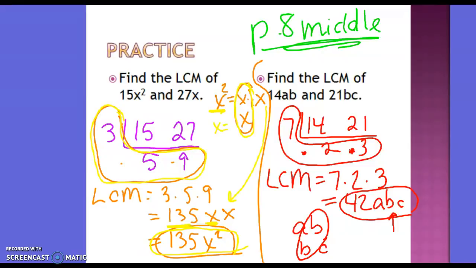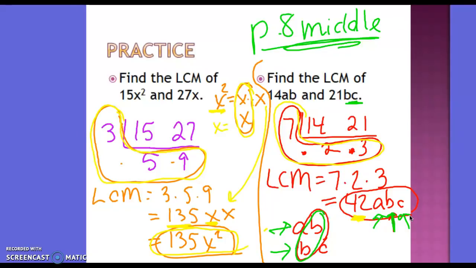The last problem, I did the divide down method on 14 and 21, and I took 7 times 2 times 3 to get 42 for my number. And then I wrote down the letters. So if you look at the AB, I wrote that down here, and the BC, I wrote it down here at the bottom. I circled, they have a B in common, we write that down once, and the other letters that remain, we write them down along with it, we put them in order, and so the final answer is 42ABC.